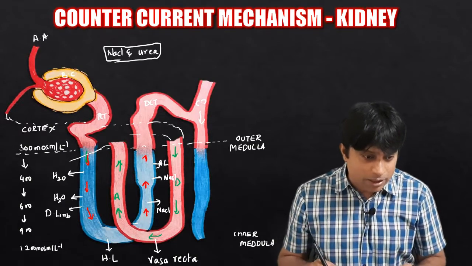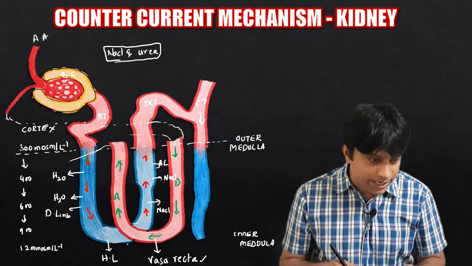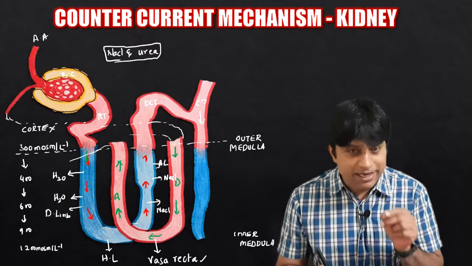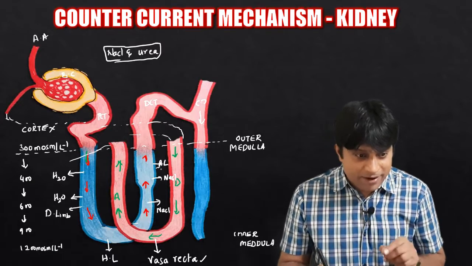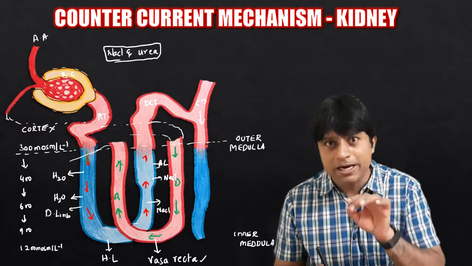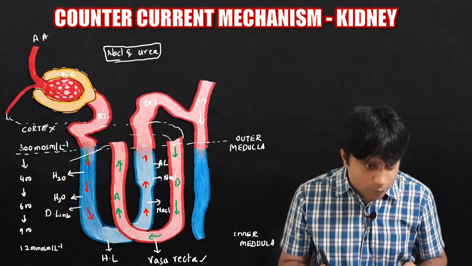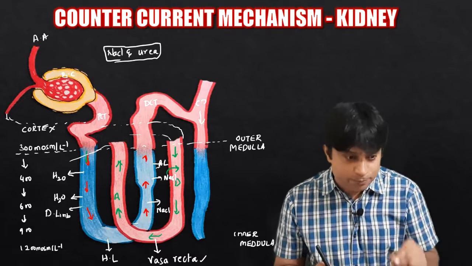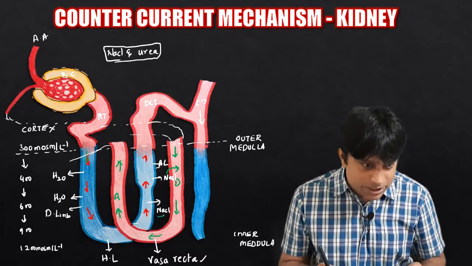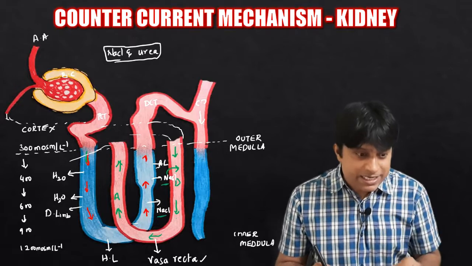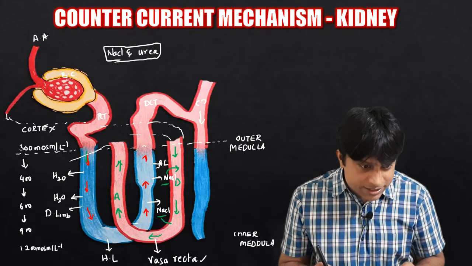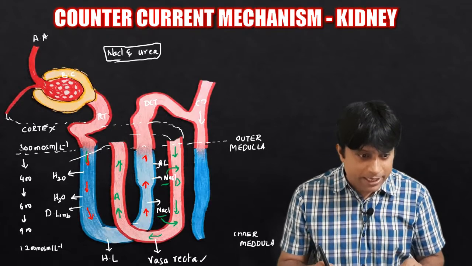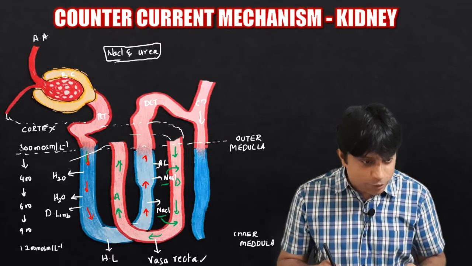Fine. Now look at this point here. This part is called the vasa recta. I said in the vasa recta, which is present near the ascending limb, that is the descending part of the vasa recta, this sodium chloride enters. The sodium chloride that is reabsorbed from the ascending limb enters into the surrounding interstitial fluid. From that interstitial fluid, this sodium chloride enters into the vasa recta.